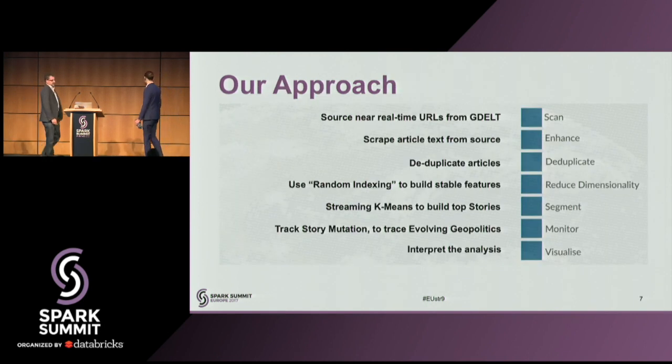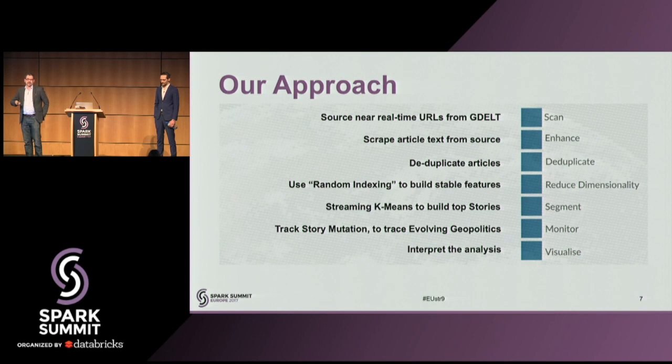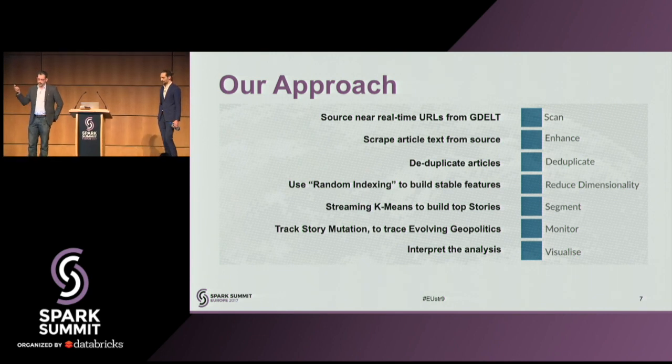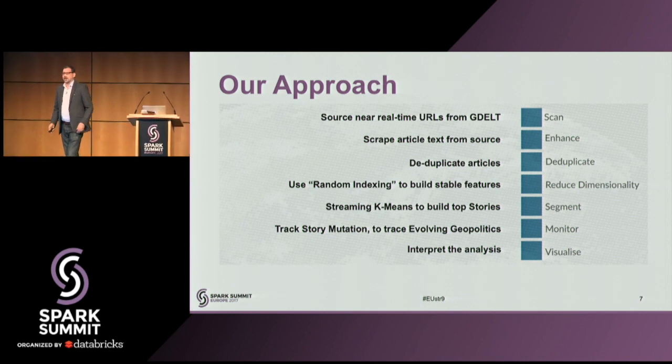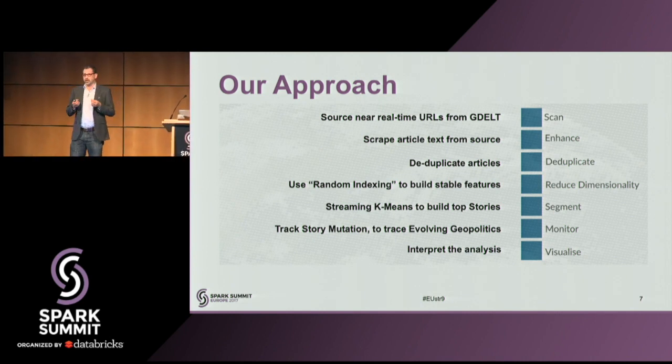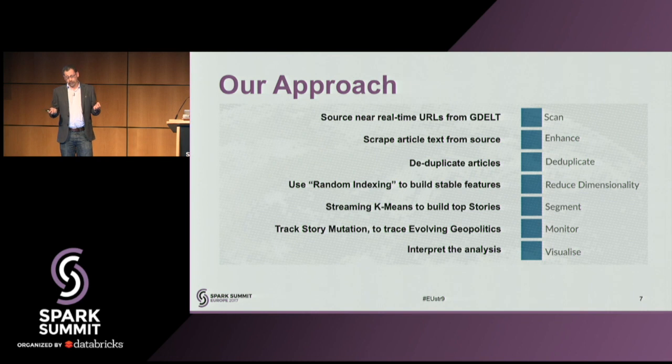So how do we approach this global challenge? Well, we needed to source our near real-time URLs. So that means we have to scan this file, right? So we have to go and get it, bring it in, and then scan it. We're going to scrape the article text from sources. It means we need a global web scale scraper. We need to scrape this news, potentially 15 to 20,000 news stories every 15 minutes. There's a deduplication problem. We need to figure out how to get rid of duplicates and old news.